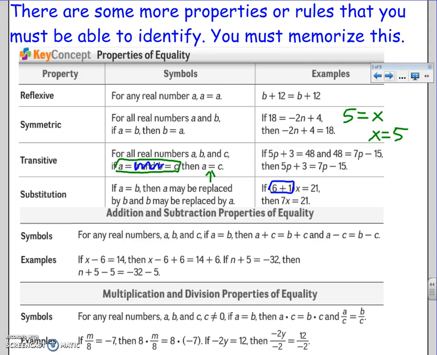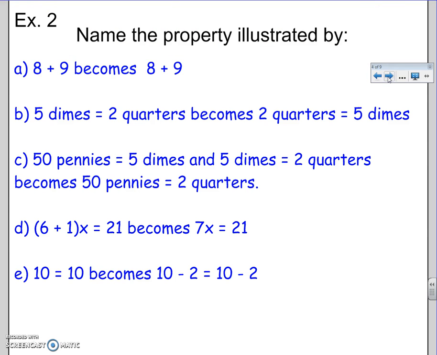If I have A equals B, I could add C to both sides. I could subtract C to both sides. Same for multiplication. I could multiply C to both sides or divide C to both sides. Alright, name the property illustrated by this. Well, 8 plus 9 becomes or stays 8 plus 9. Nothing changed. That's going to be your reflection, reflexive property.